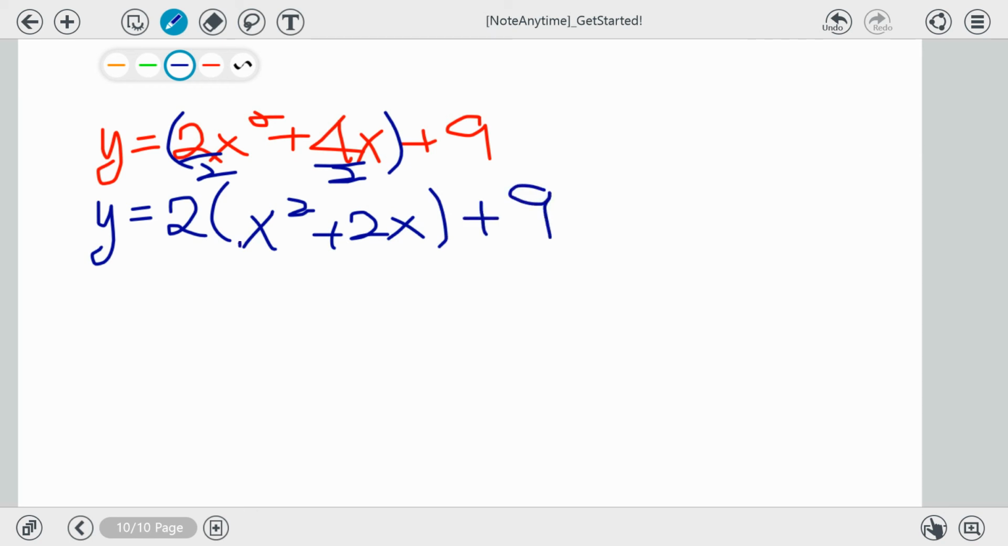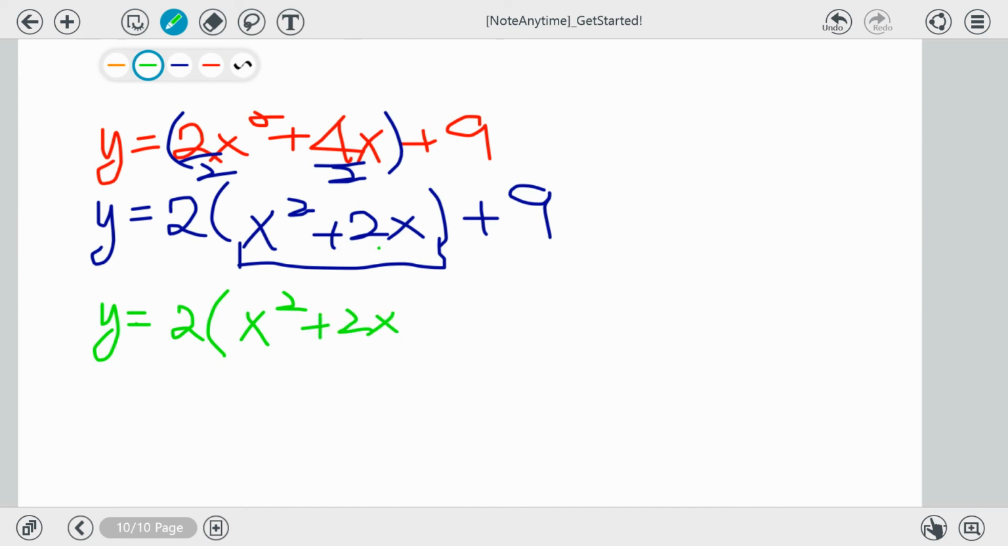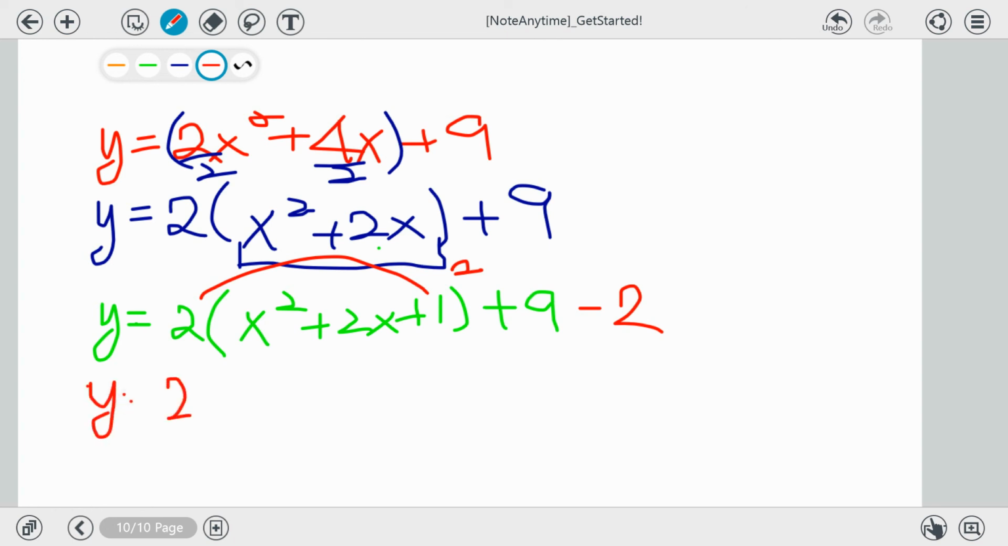Now I'm going to complete the square inside the parentheses, so we now have y is equal to 2 outside, x squared plus 2x, divide this by half and square it, so we get plus 1, plus 9. Now we're going to have to subtract 2, because 2 times 1 gives you 2, so we actually added 2 rather than just adding 1. Now I'm going to make this a perfect square, so I get x plus 1 squared plus 7, which gives us the vertex form.